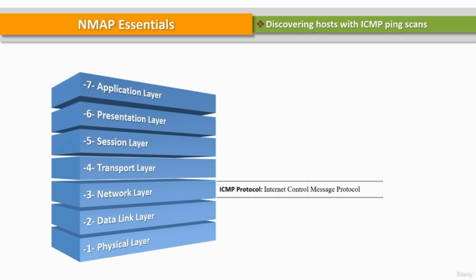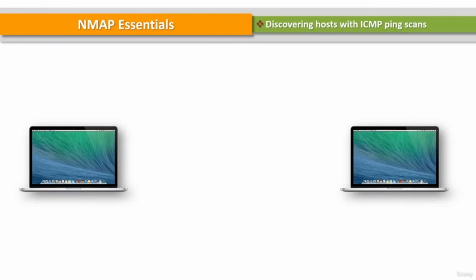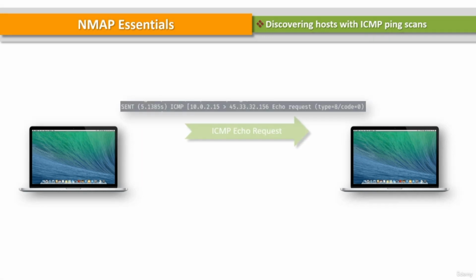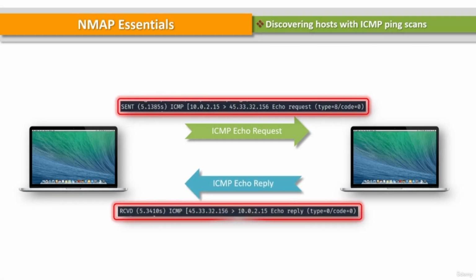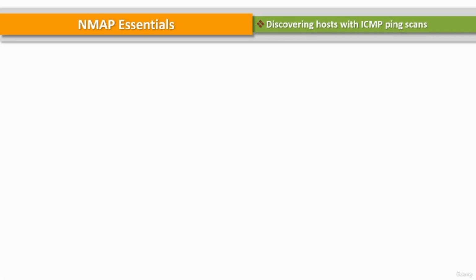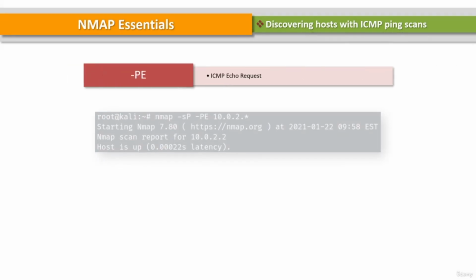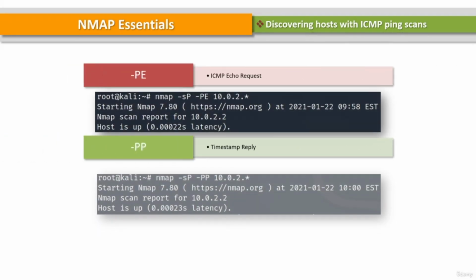ICMP is also used for checking live systems. Ping is the most well-known utility that uses ICMP requests, and the principle is pretty simple. ICMP scanning sends requests to hosts and then waits for an echo reply to check whether the system is alive. An ICMP ping scan can have 3 parameters.